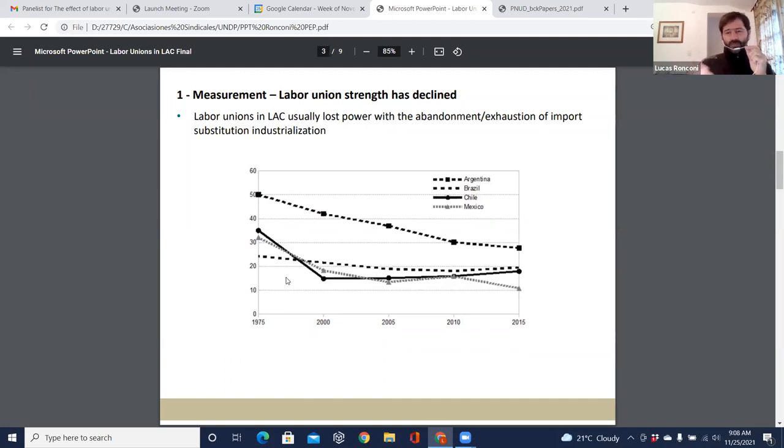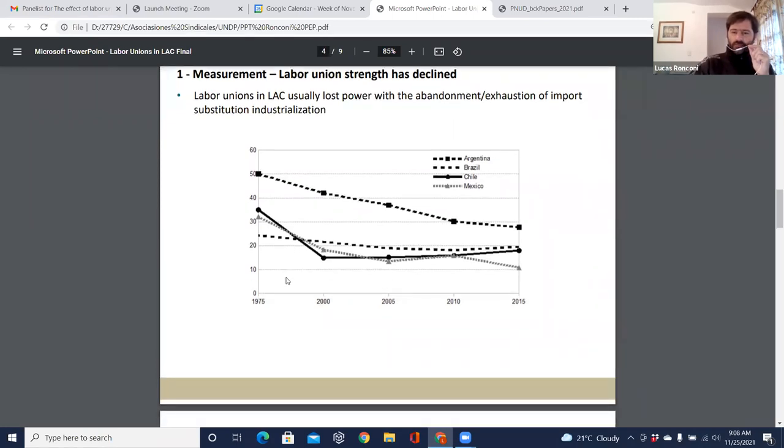Now, a bit of evidence about the evolution of labor union strength over time. We have very little. The quality of the data is not very high, but it is reasonable to say that compared to the time when the region was following import substitution industrialization, which at some point got exhausted, nowadays unions are less powerful than in the past. Let me move to the second point.